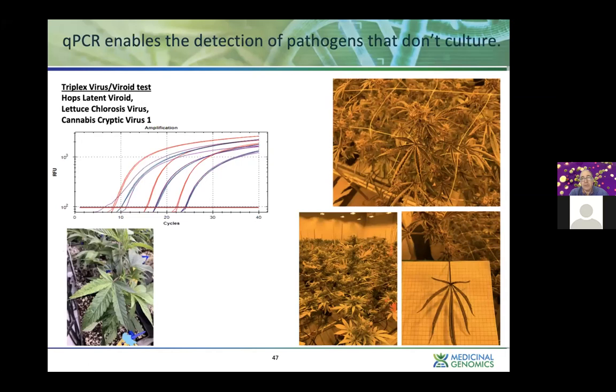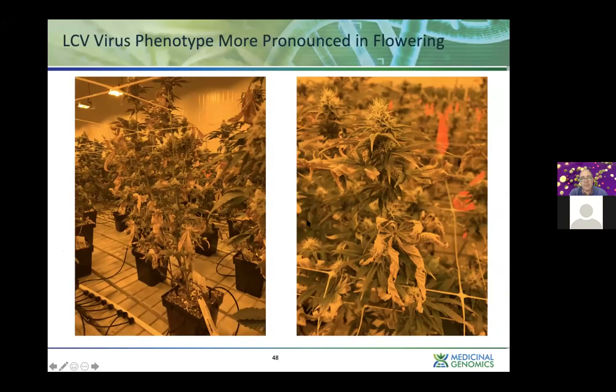Now, the other thing you can do with PCR once you have this running is tackle things that don't culture. Powdery mildew doesn't culture. The viruses don't culture. So we have helped many grows using hops latent viroid testing and lettuce chlorosis virus testing using PCR so they can avoid problems like this. This is a grow that adopted PCR and was able to clean out their LCD and their hops latent viroid infections and get their yields back up another 40%, because this was wrecking them late in grow.